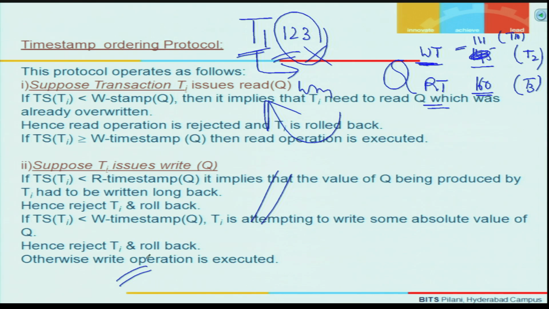This is how timestamp based protocols work. Every transaction under execution will be attached a timestamp, and every data item which is accessed by transactions will also have two timestamps. One is the write timestamp, the other is the read timestamp. When a transaction makes a request for some operation like read or write, we will look at these two timestamps associated with the data items, and we will decide whether to execute that operation or to reject and roll back that particular transaction.